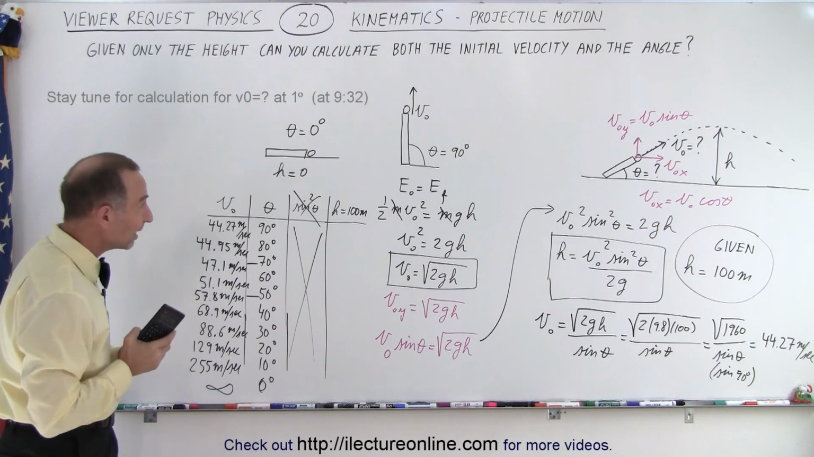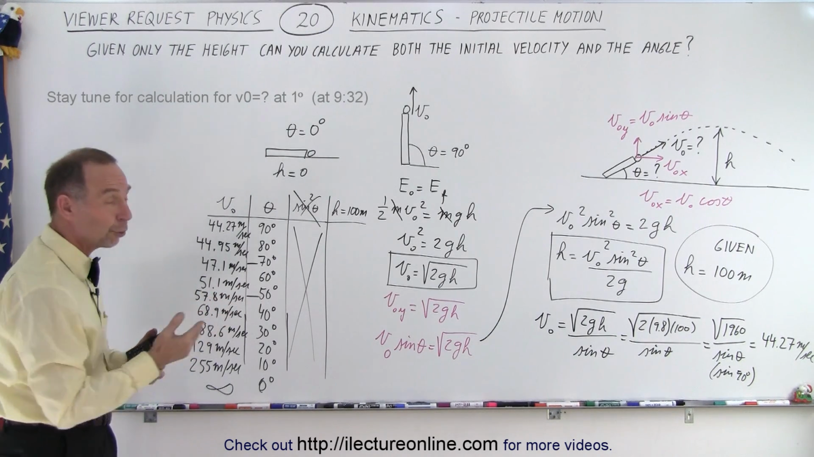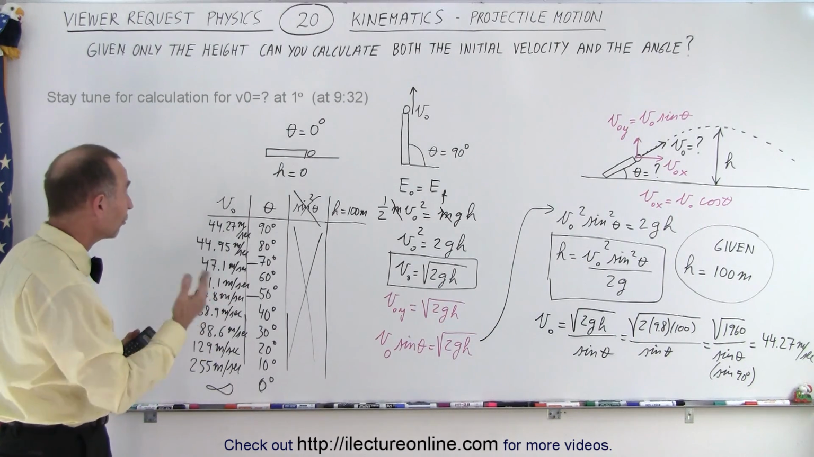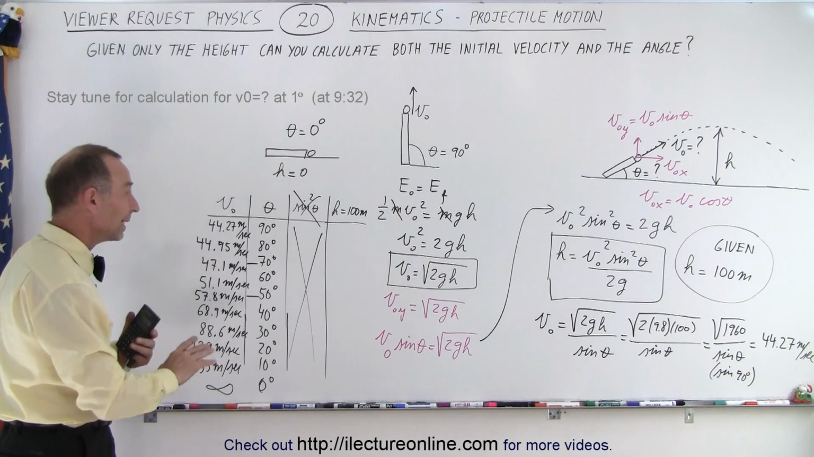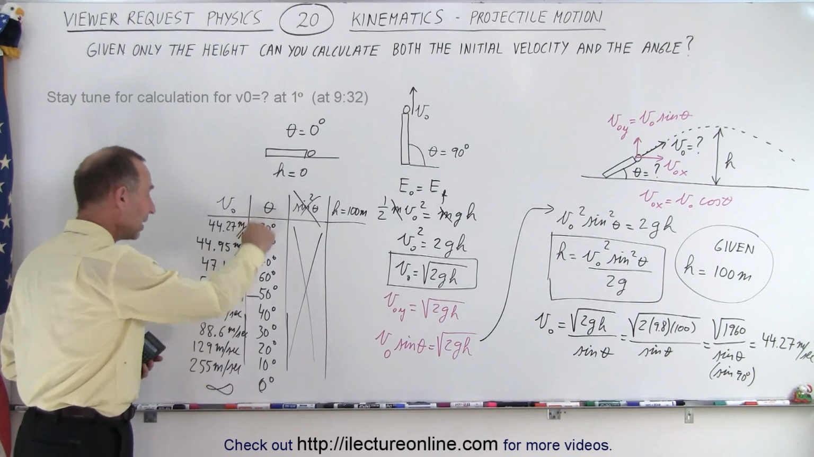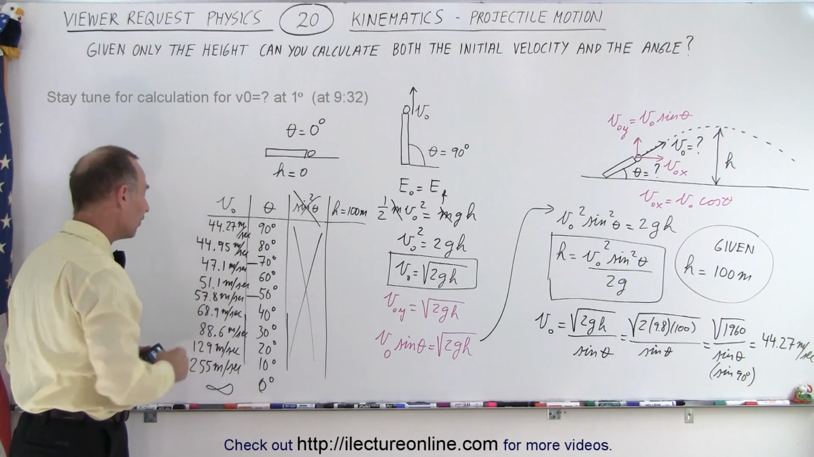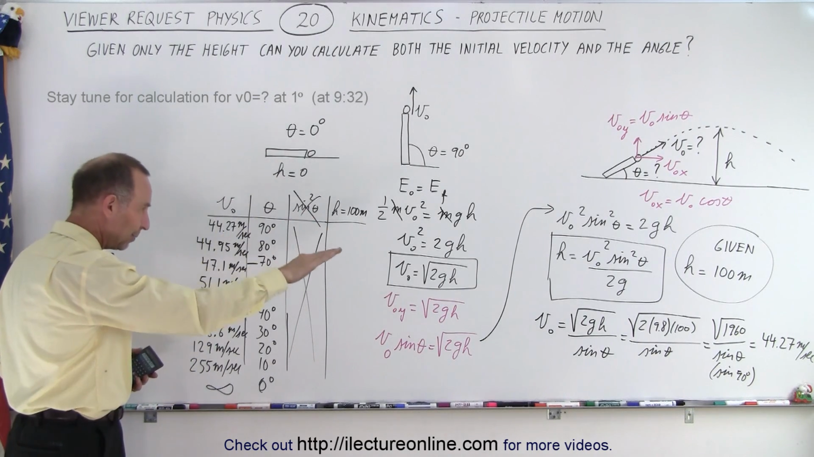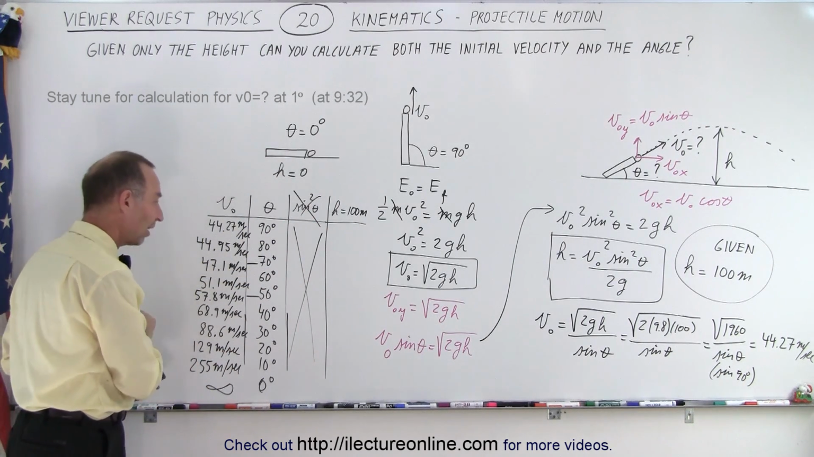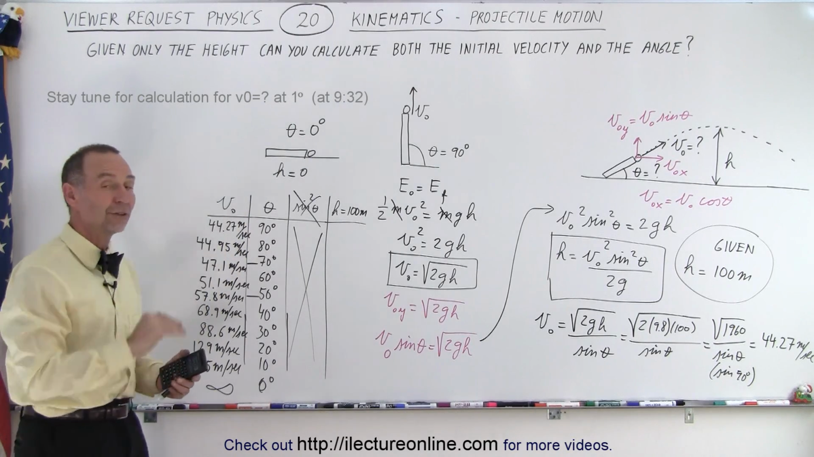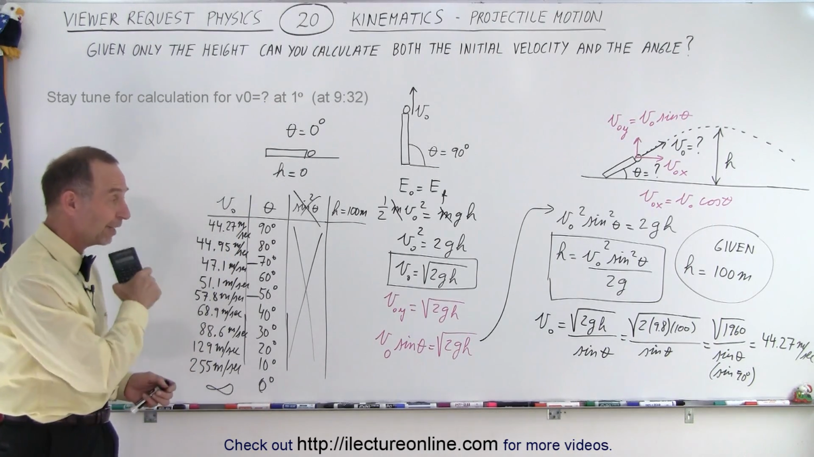Notice that if you're only given the height, can you calculate the initial velocity and the initial angle? The answer is no, but for different angles, you can calculate different velocities. And notice that the less steep the angle, the faster the object has to travel to reach a height of 100 meters before it comes back down. And that is how it's done.